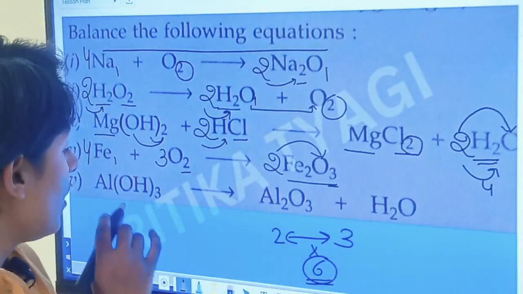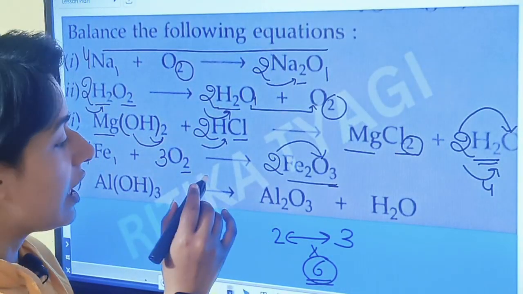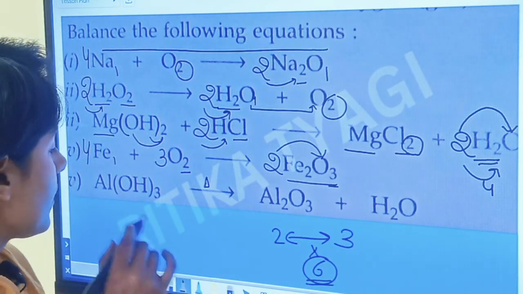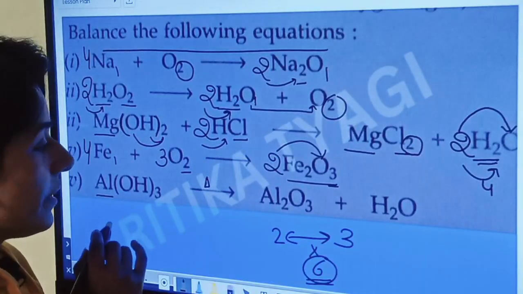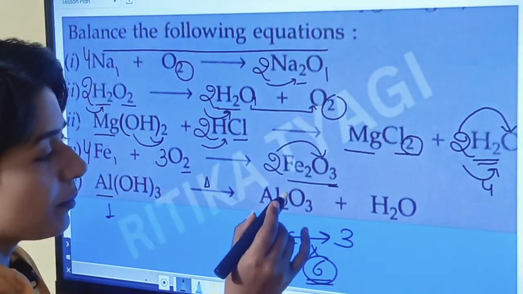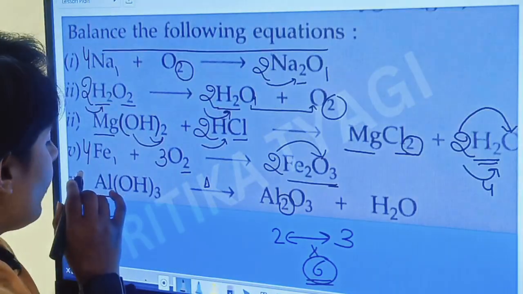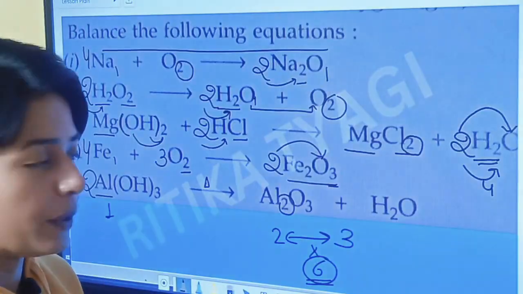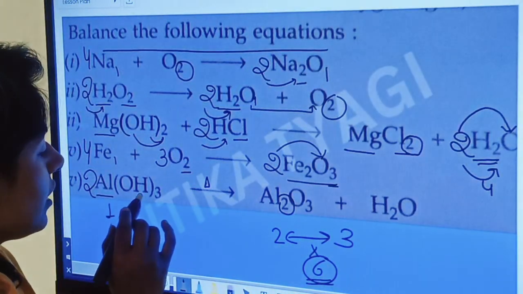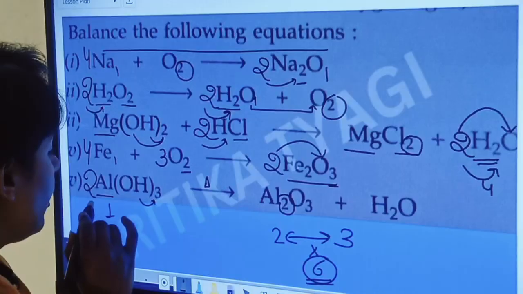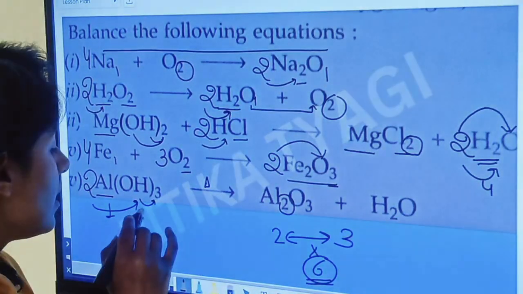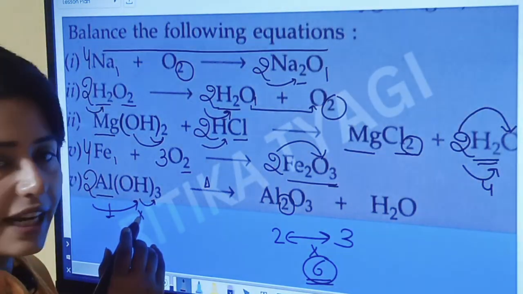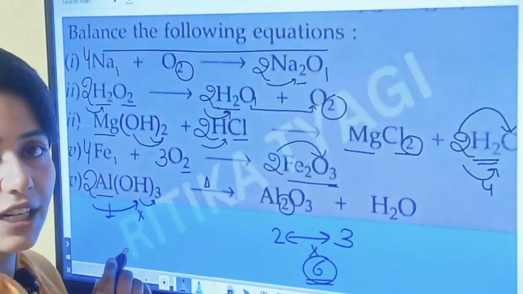Now last equation: aluminium hydroxide decomposes to form aluminium oxide and water molecule. So here aluminium atom is 1 on the reactant side, aluminium atoms 2 on the product side. So we have to multiply by 2 on the reactant side because the reactant side has a shortage of aluminium. Now hydrogen, overall hydrogen atoms 3 and 2. 2 3s are 6. Overall 6 hydrogen atoms present on the reactant side. We have to multiply this 2 and 3 and we get 6 oxygen atoms, 6 hydrogen atoms.